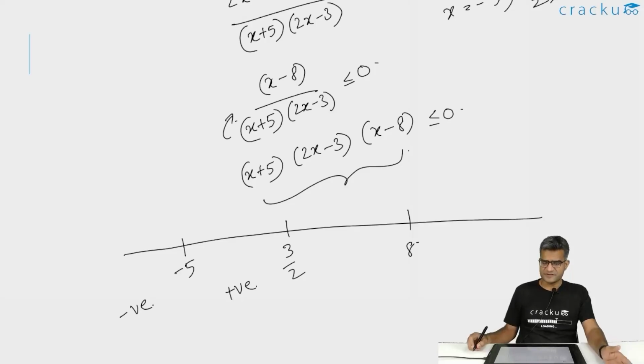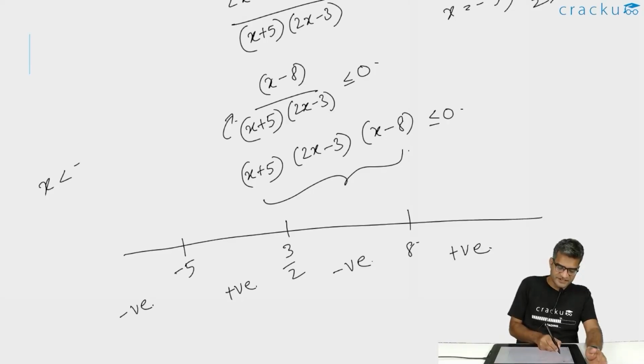If x lies between 3 by 2 and 8, x plus 5 is positive, 2x minus 3 is positive, only x minus 8 is negative. So the overall product will be negative. If x is greater than 8, all the three terms will be positive and their product also will be positive. So for this inequality to hold, either x has to be less than minus 5 or x has to lie between 3 by 2 and 8.